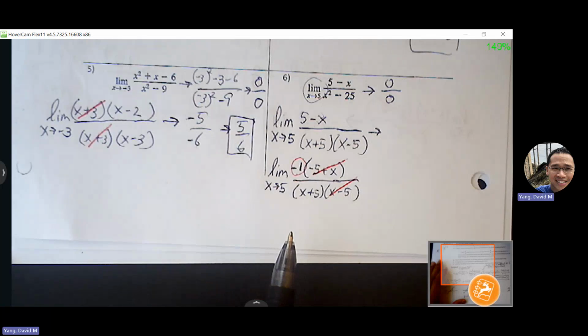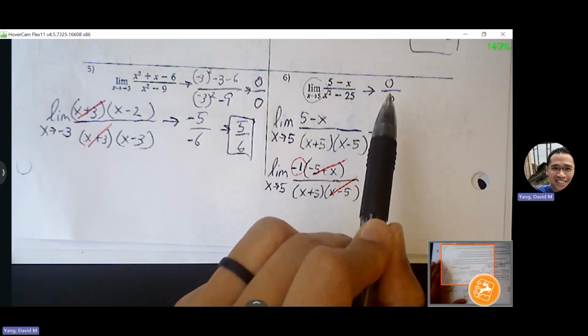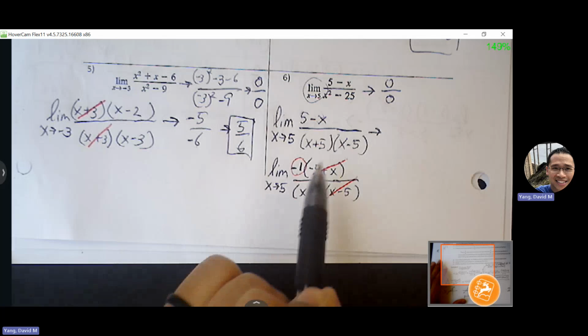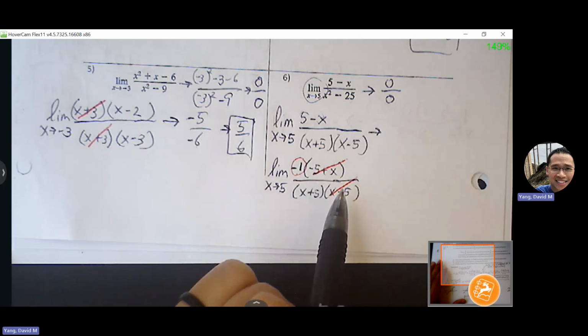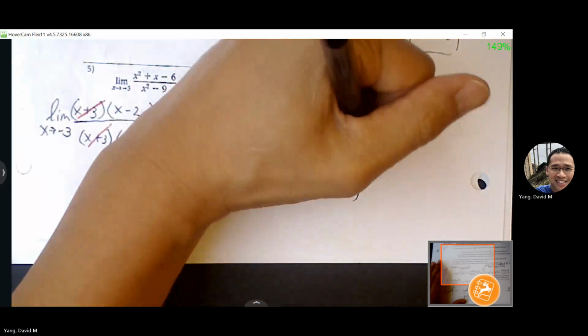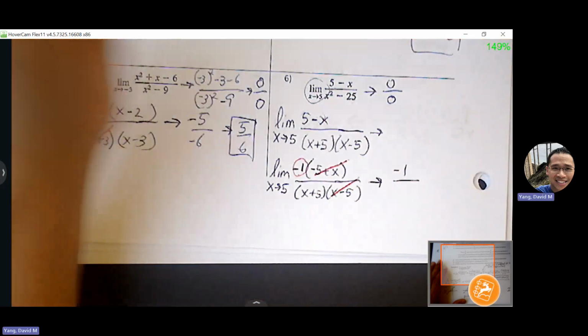Okay, what's our final step? Direct substitution, right? We know that whenever we see this, our goal is to get down to a real number. We're not trying to get down to a reduced expression. We're trying to get down to a real number. So make sure that after you cancel out your expression, you're still doing direct substitution as your final step. -1 over 10.